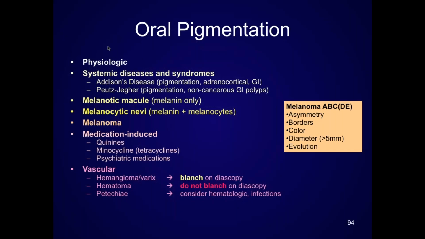And the trick to figuring out hemangioma versus hematoma is just try to blanch them. So if they blanch, they're probably vascular. If they don't, they're probably hematomas. And then if they have the little petechiae, the little ones, you do have to go back to those hematologic things, including the coagulopathies. I've put your melanoma ABCDEs here for you. So it's all about asymmetry, borders, color variation, size, and then change over time.